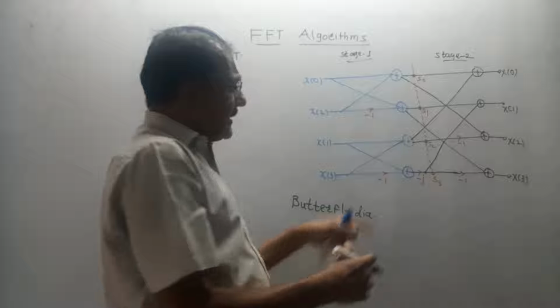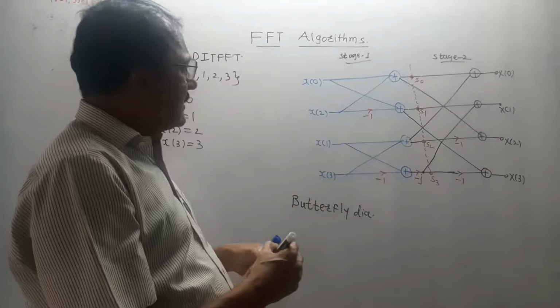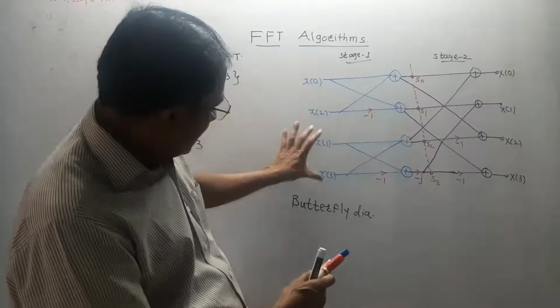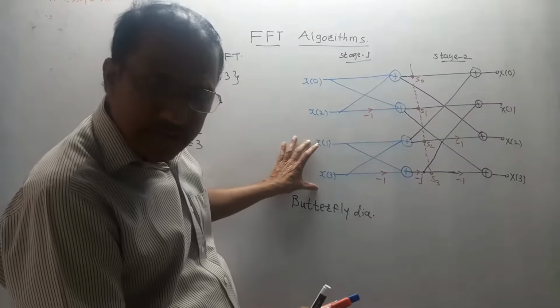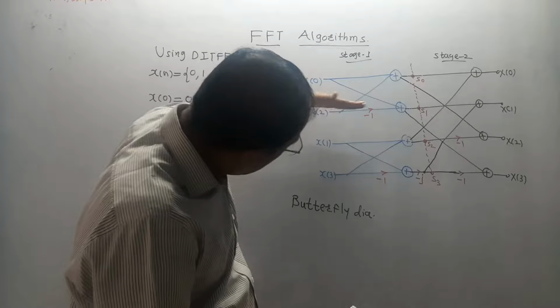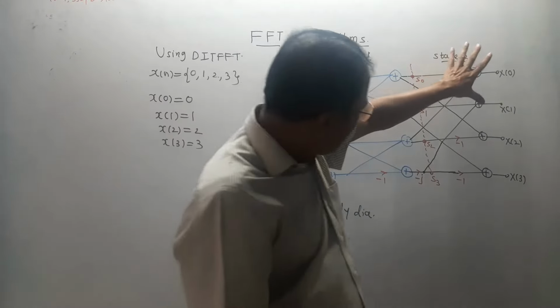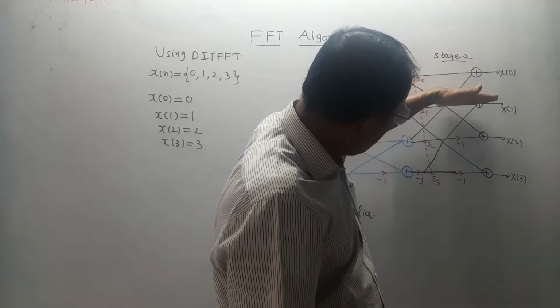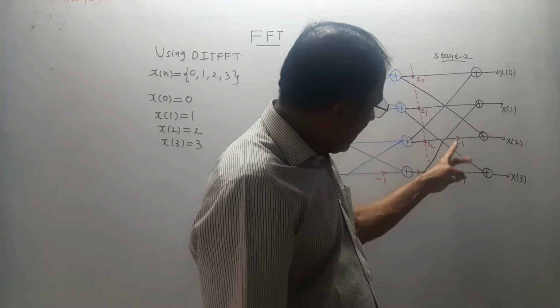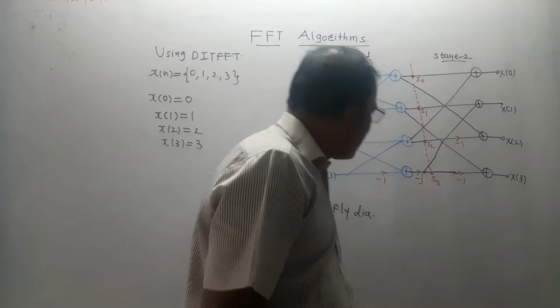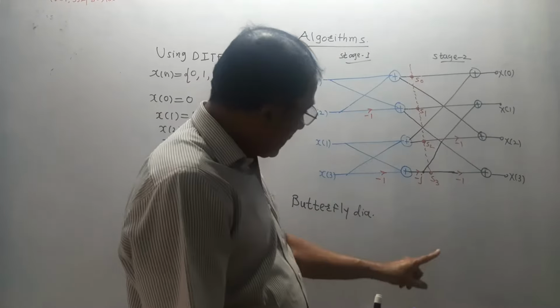Now, another thing, what about these values? How to memorize them? See, in stage 1 there are 2 blocks, first block and second block. Every block represents a butterfly diagram. At the end of each lower line, I have written -1. In the second stage, again there are 4 lines: 1, 2, 3, 4. In the last 2 lines, I have written -1, -1. Very simple. And one very, very important part.